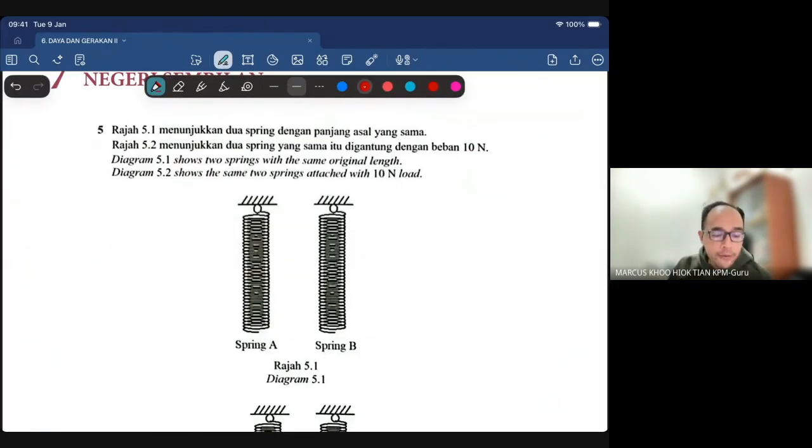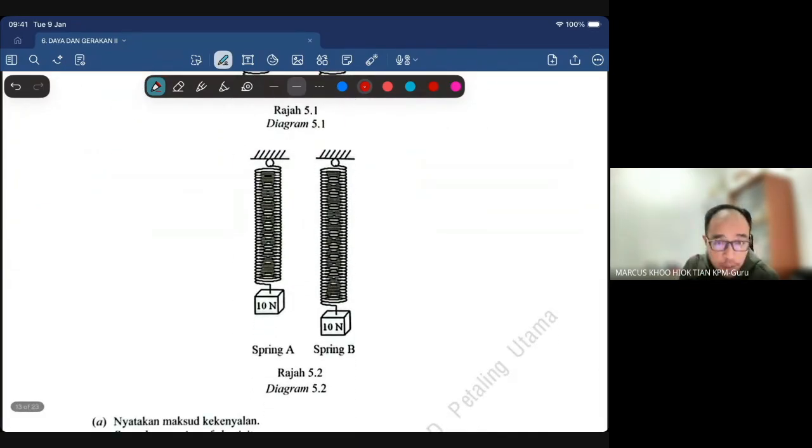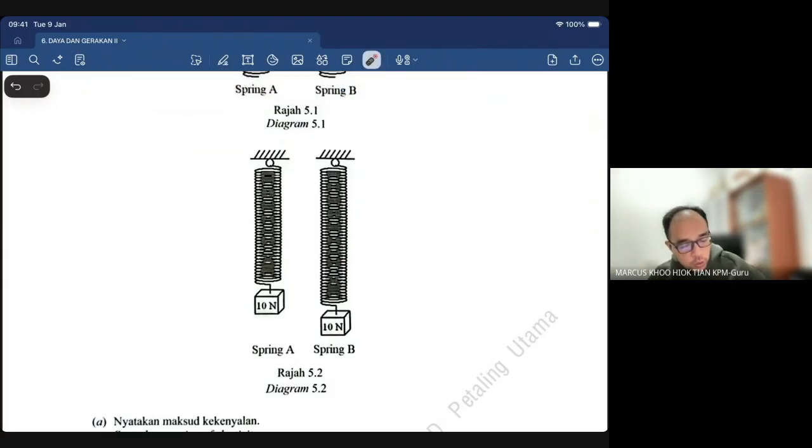Okay, next question. Diagram 5.1 shows two springs with the same original length. Then after that, you put a 10 newton load. Right from the get-go, you notice that the weight is the same, but the extension is different. The one in 5.2 extends more. Extends more means that it is a less stiff spring. One look at the diagram and you must be able to tell me this. The weight is the same. For example, I hang the same baby on both springs, but spring B seems to extend more. The main reason is because it is less stiff, therefore the spring constant is less.